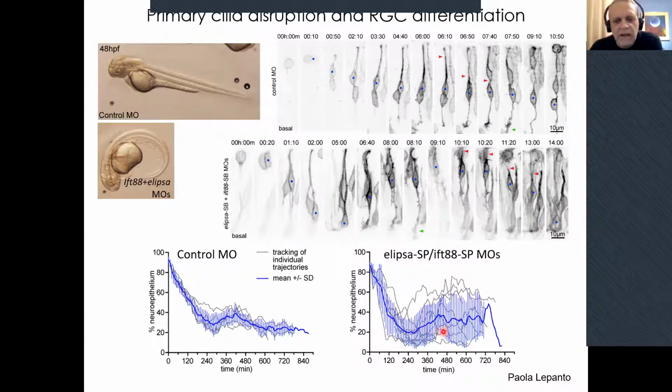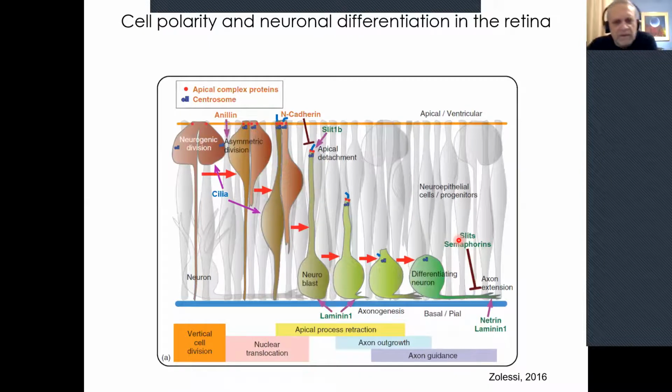So cells were moving a bit more or eventually staying longer at apical positions, but eventually they were also accommodating at the basal side. This is something we actually didn't follow up much, but might be relevant to what I'm going to tell you later.